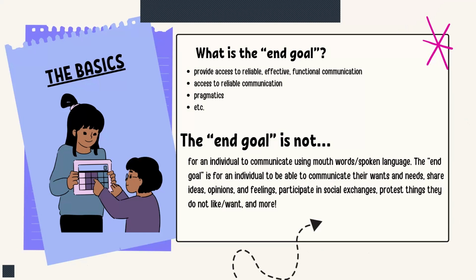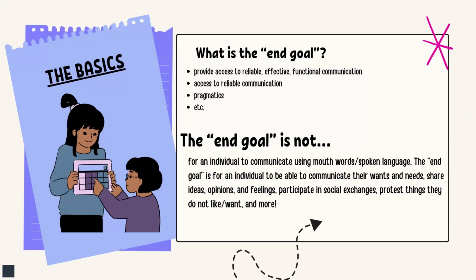What is the end goal? The end goal of AAC is to provide individuals with access to reliable, effective, functional communication, whatever that looks like. This might include a combination of communicative modalities. For example, AAC, spoken language, gestures, physical means, sign, and body language, as well as other examples.